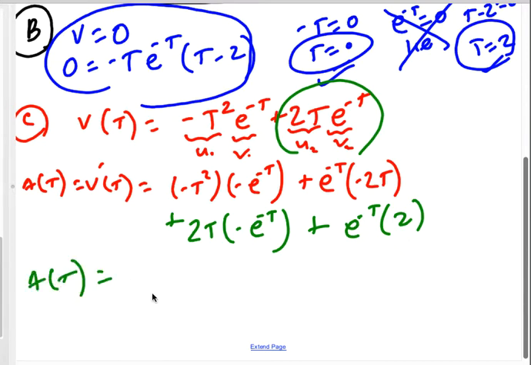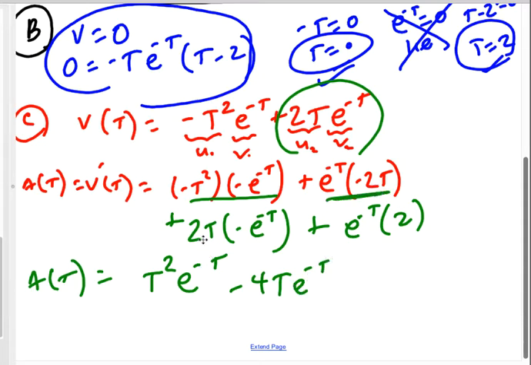that I have a positive t squared e to the negative t, that's this guy. I seem to have a negative 4t e to the negative t, right? Because this is negative 2t e to the negative t. This is another negative 2t. And then I seem to get a plus 2e to the negative t. Great. Super fun. Good times.